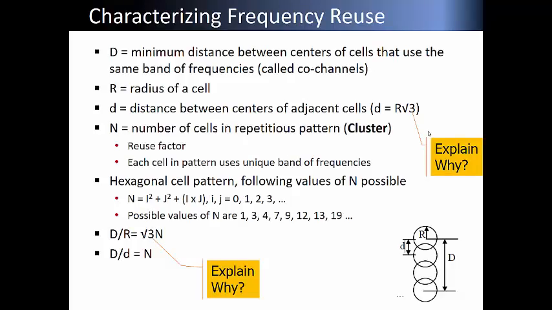Okay. So that we can characterize the frequencies: uppercase D is the minimum distance between the centers of cells that use the same band of frequencies, because we call those co-channels. In a certain situation, for example, I have here the same frequency, and here another. Then this is a minimum distance. I would say that is uppercase D.